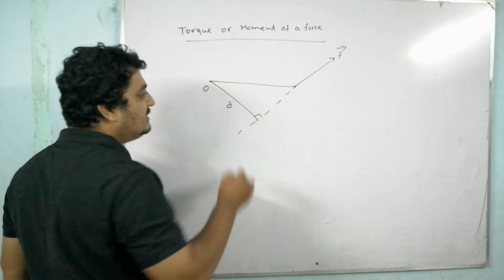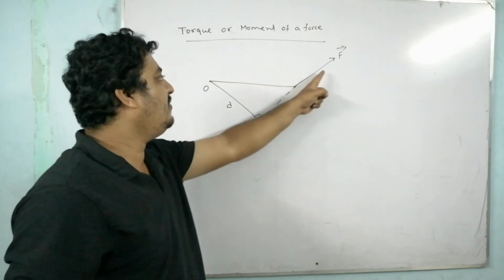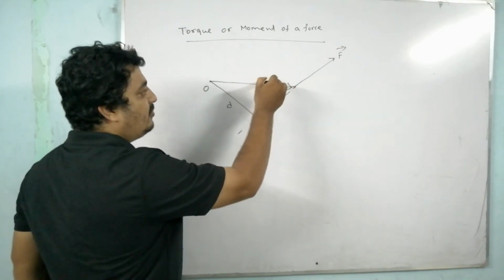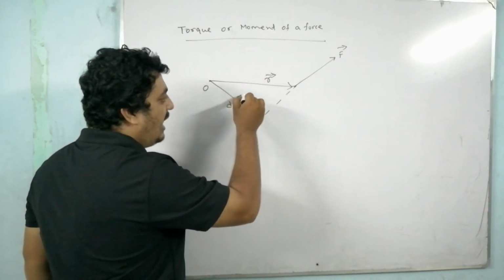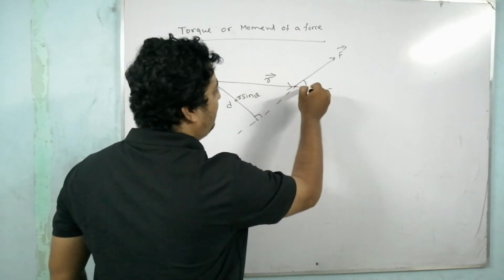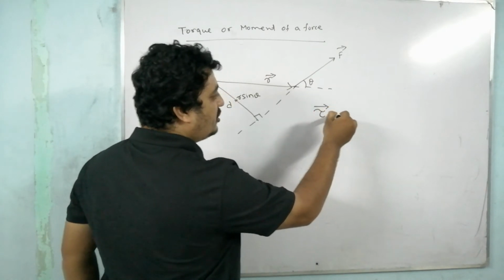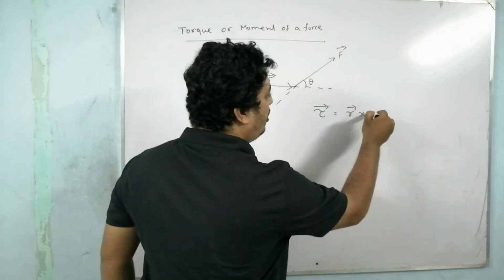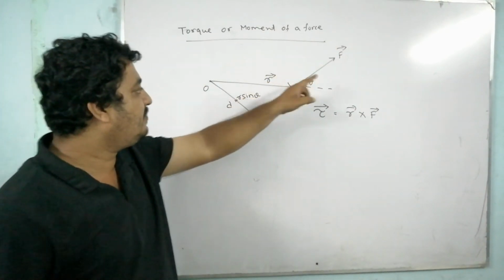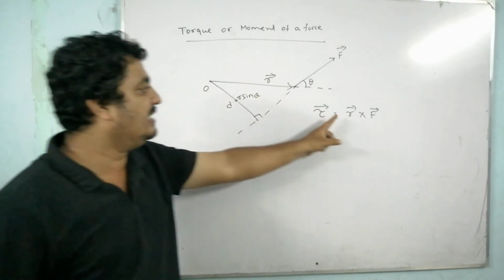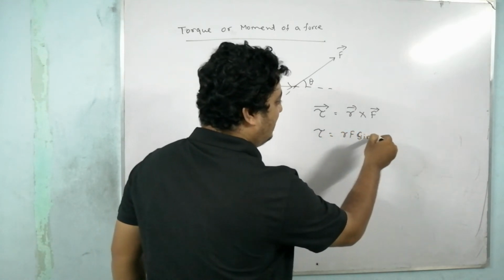Let D be the perpendicular distance between the point and the line of action of the force. This vector will be R. If the angle between R and F is theta, then D equals R sin theta. So the torque is given by R cross F. The torque of the force, or the moment of the force about the point O, is given by R cross F. So the magnitude equals RF sin theta.